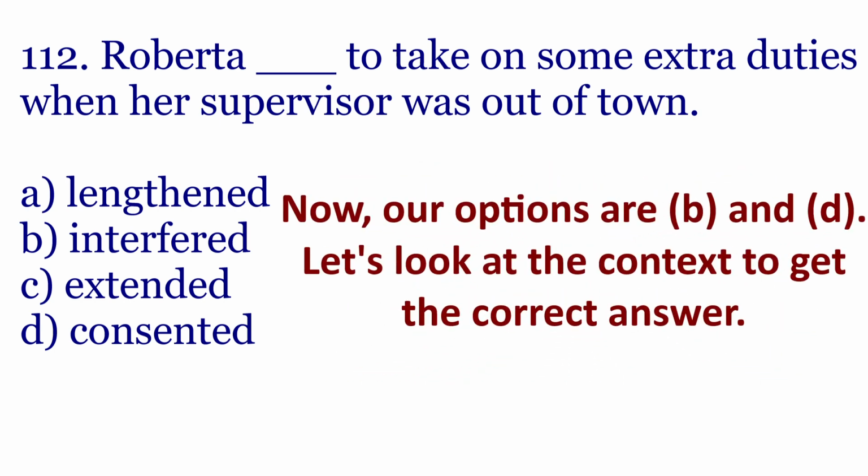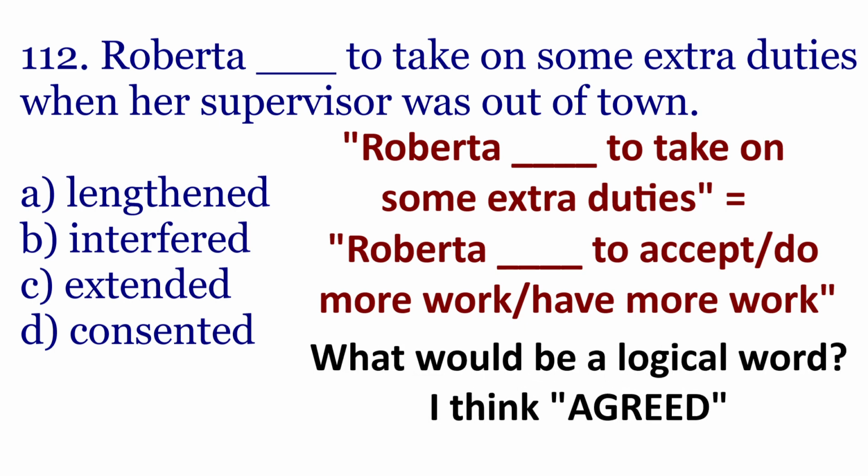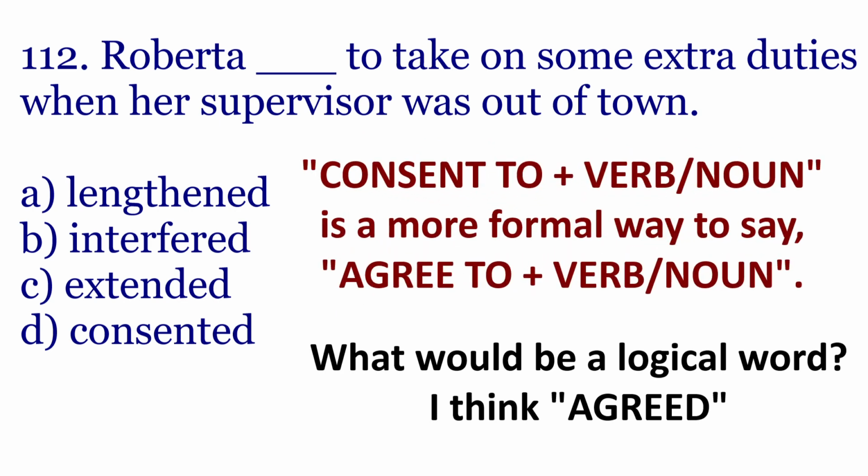Okay, so now our choices are consented and interfered. Well, let's look at the context. Roberta blank to take on some extra duties. Well, take on some extra duties means accept more work. So what would be logical here? What would make sense? Well, I think agree. She agreed to do more work. A more formal word for agree to something or agree to do something is consent.